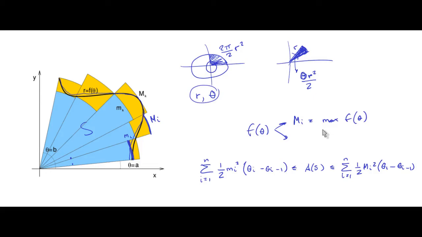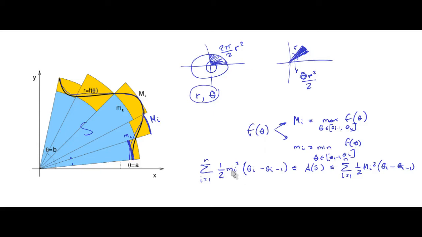Where theta is between theta_{i-1} and theta_i, and the same with the minimum, right? The infimum over theta_{i-1}, theta_i of f of theta. Okay, so that's the function in terms of theta.